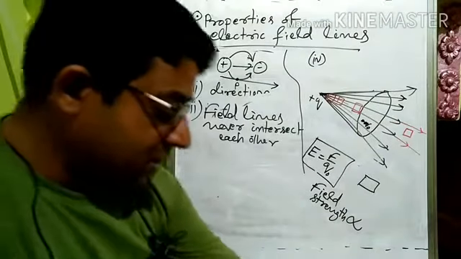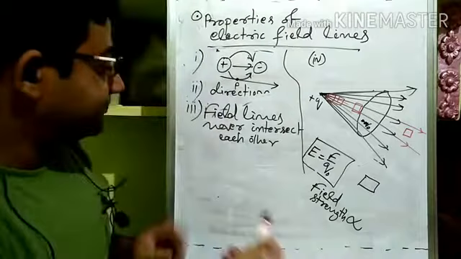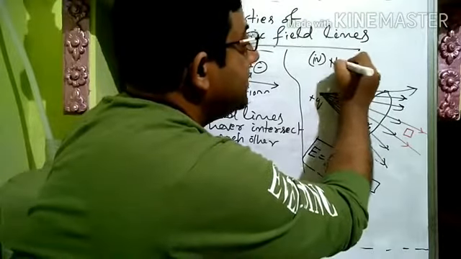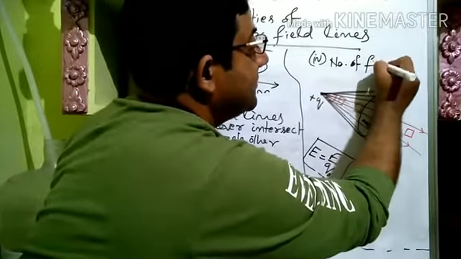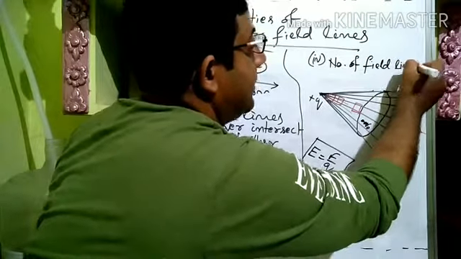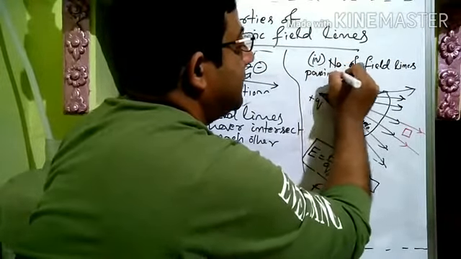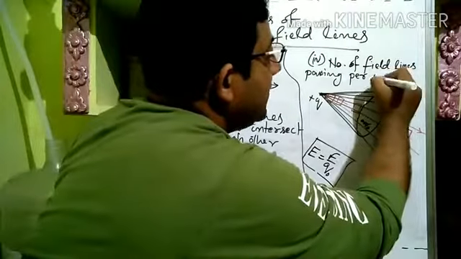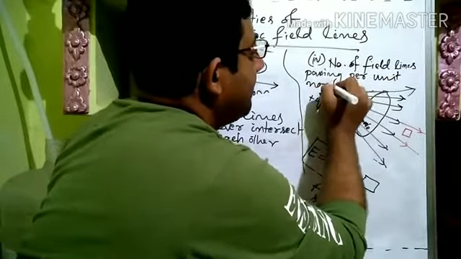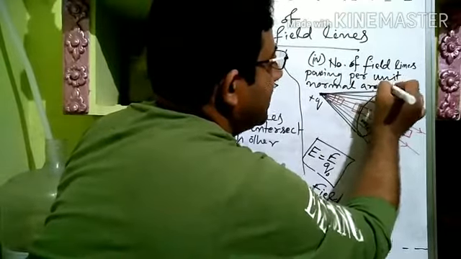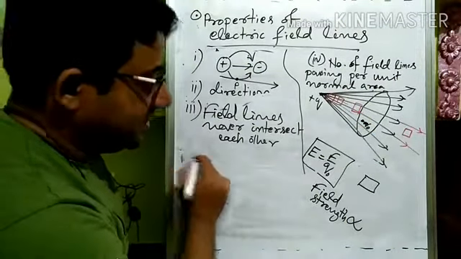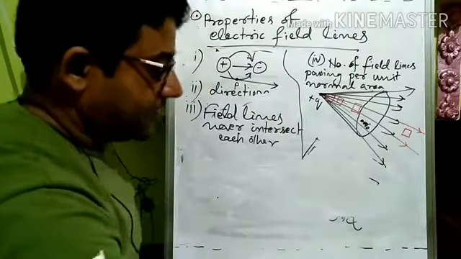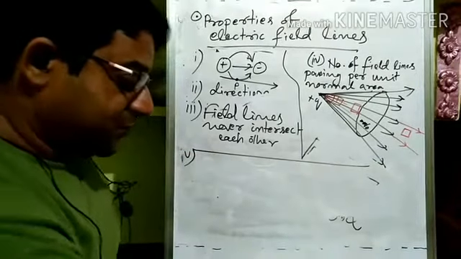Fine. So in short what we can say is the number of field lines passing per unit normal area of cross section. That's the fourth point.